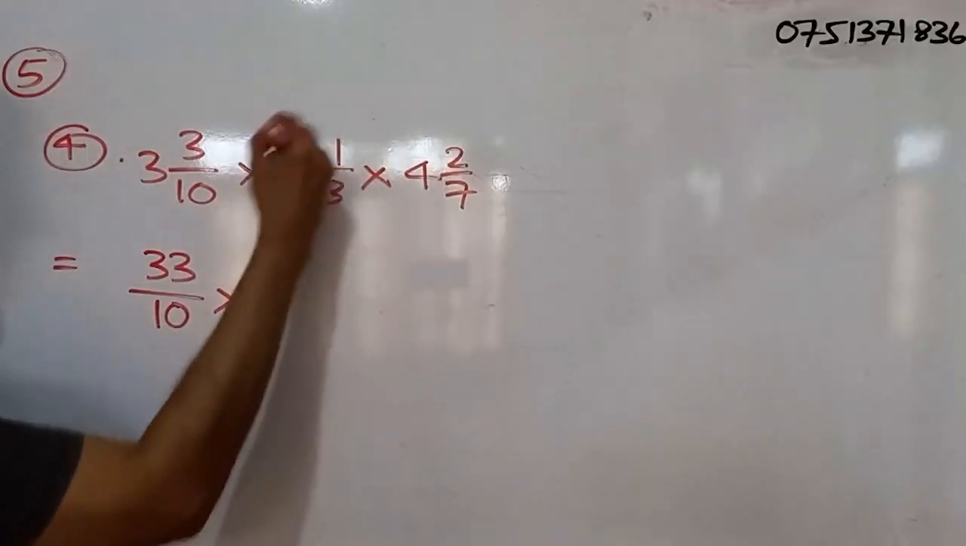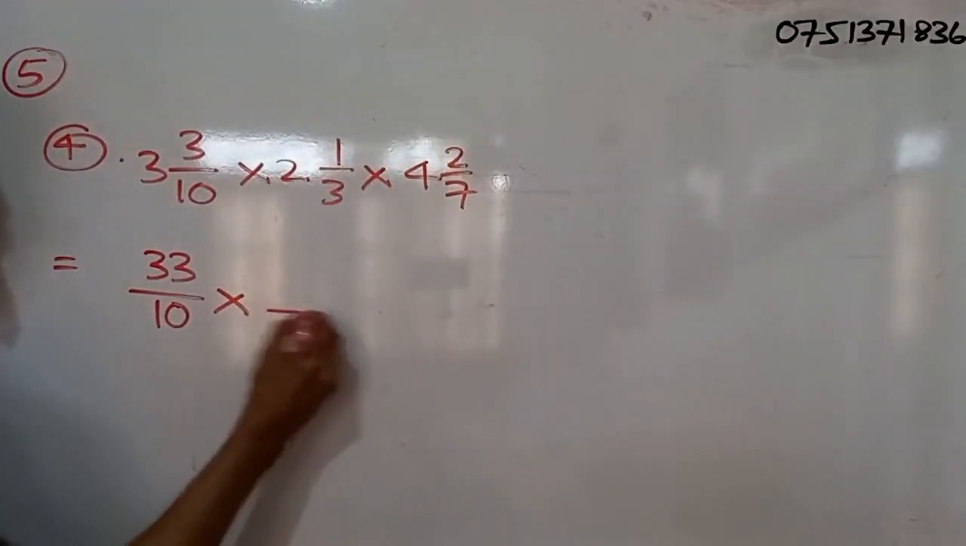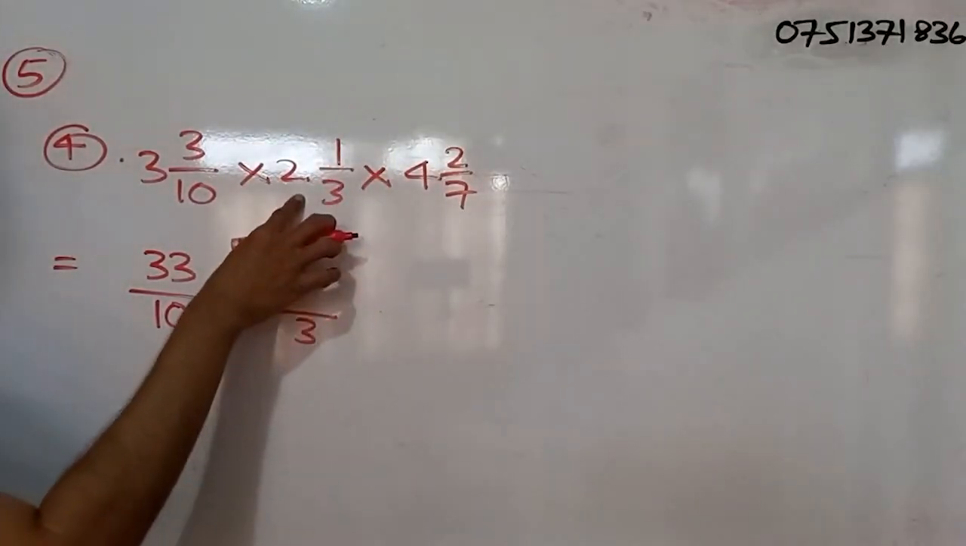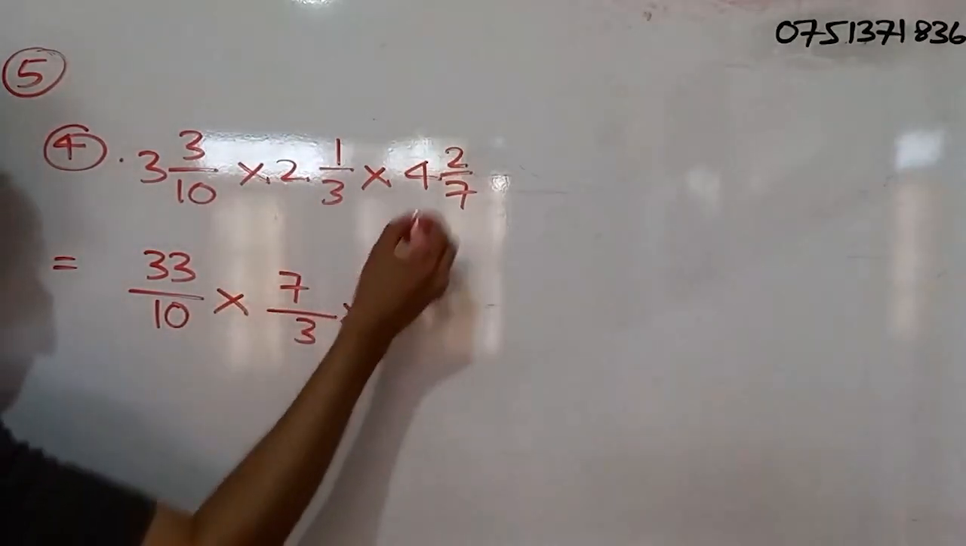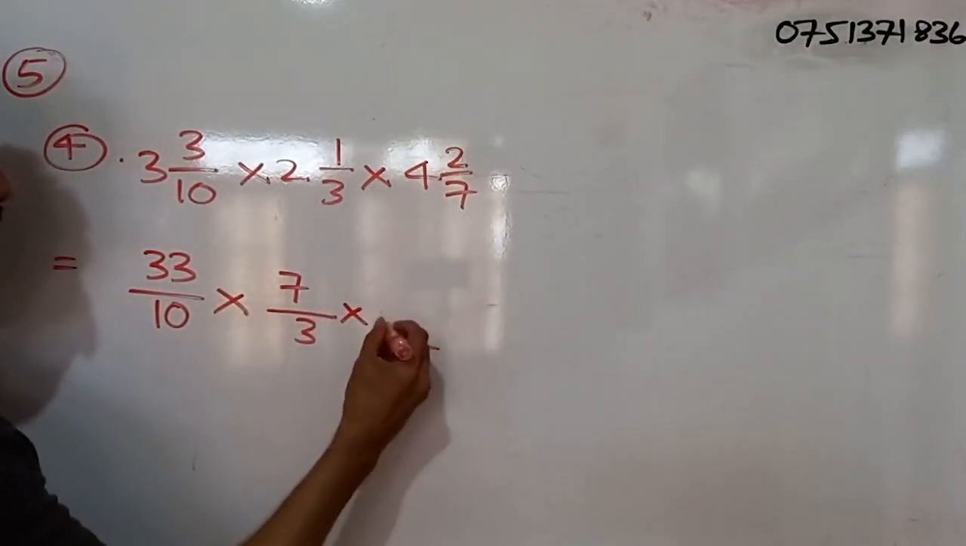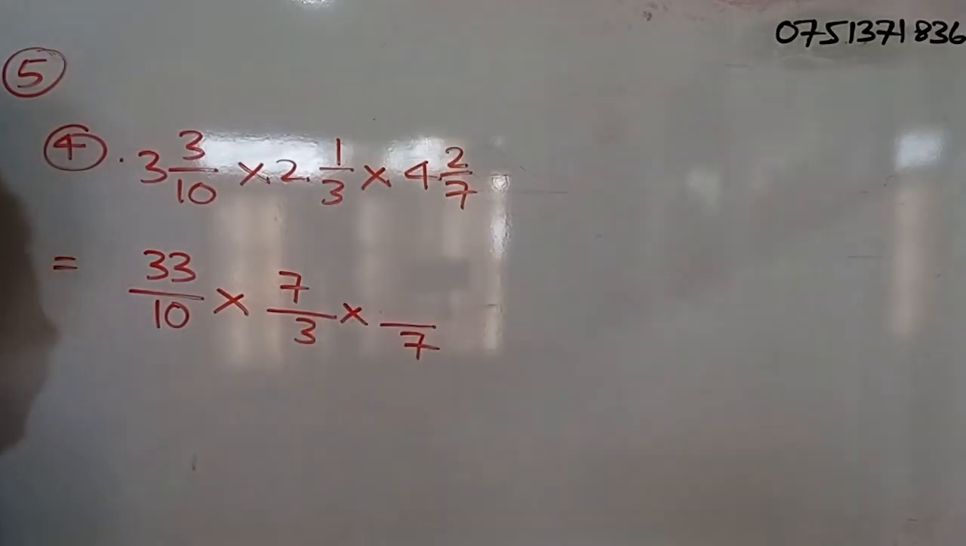So here when you consider this fraction, the denominator will be 3. 3 times 2, that is 6. Add another 1, it becomes 7. Right? Here the denominator will be 7, right? 7 times 4, that is 28. Add another 2, it becomes 30.